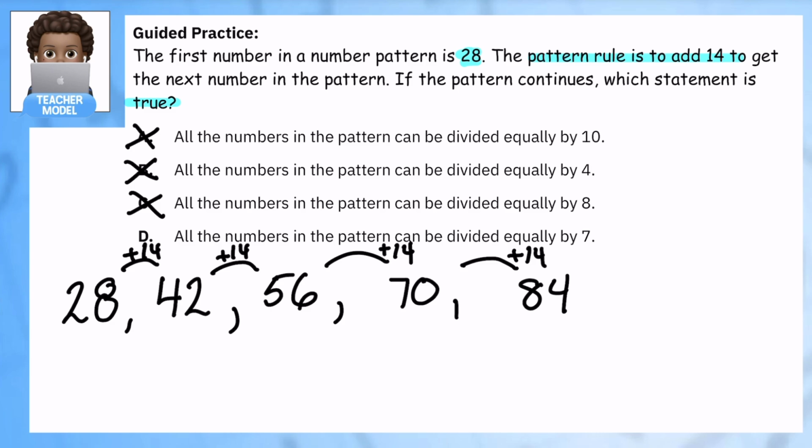And the last one, can it be equally divided by 7? Yes, all of these can be divided by 7. 28 divided by 7 gives us 4. 42 divided by 7 is 6. 56 divided by 7 is 8. 70 will give me 10, and then 12. So in this case, I had to create the pattern in order to answer this question. Hit pause and jot this down into your notes.